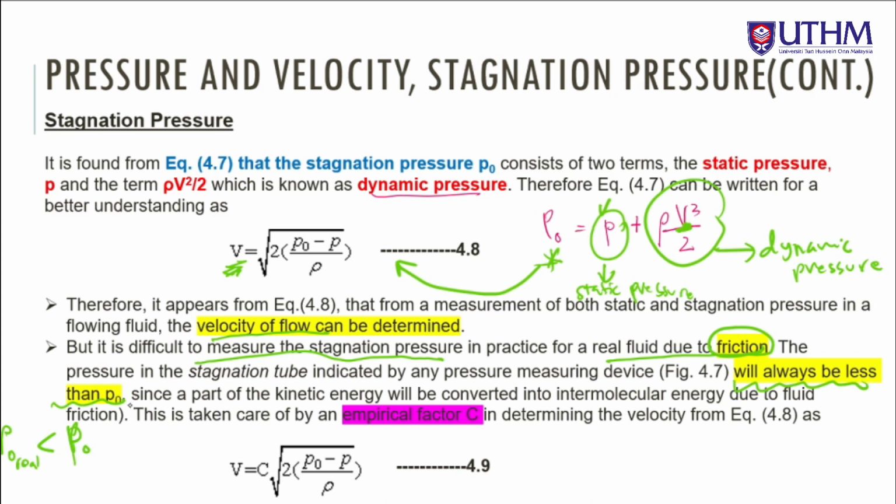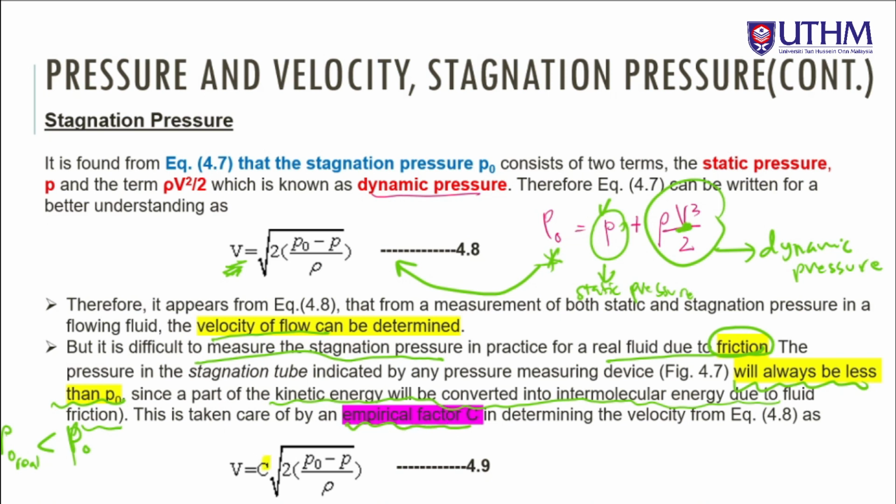In actual, P real would be much lower than the exact P naught, since a part of the kinetic energy will be converted into intermolecular energy due to fluid friction. Okay, semua kinetic energy macam saya cakap tadi kan, bila stagnation pressure, all the kinetic energy yang fluid particle tu bergerak, dia akan convert to stagnation pressure. But in real life, actually tak semua kinetic energy tu akan di-convert kepada pressure, akan ada yang loss due to friction.